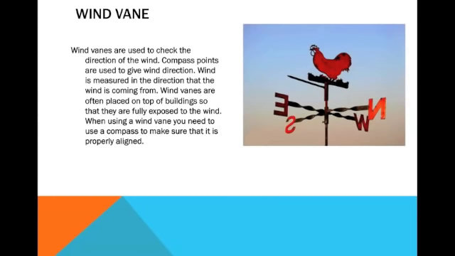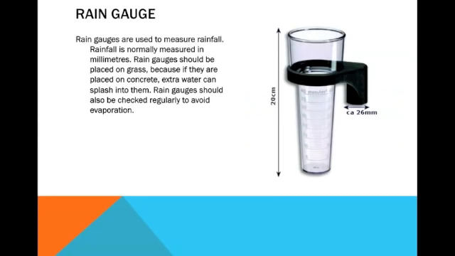Wind vanes are used to check the direction of the wind. Compass points are used to give the direction that the wind is coming from, so we can see north, east, south, and west. Wind vanes are often placed on top of buildings so that they're fully exposed to the wind. When using a wind vane, you do need to use a compass to make sure that it's properly aligned.